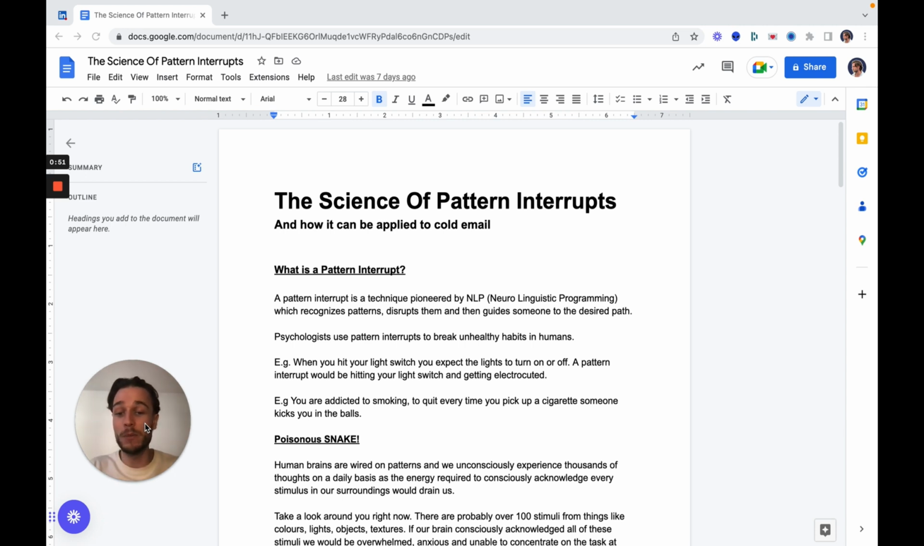So a pattern interrupt is a technique that was pioneered by neurolinguistic programming, which recognizes patterns, disrupts them, and then guides someone to a desired path. Basically, psychologists use pattern interrupts as a way to break unhealthy habits in humans. You know, for example, smoking or addictions or anything that's sort of a negative habit in humans. Psychologists and therapists will use pattern interrupts to break that habit and then guide them to a desired path, which would be stop smoking or stop your addiction or something along those lines.